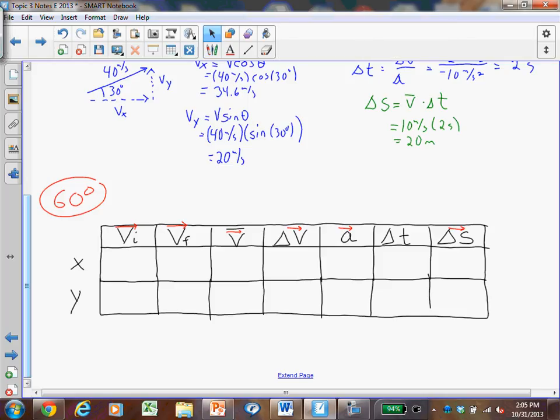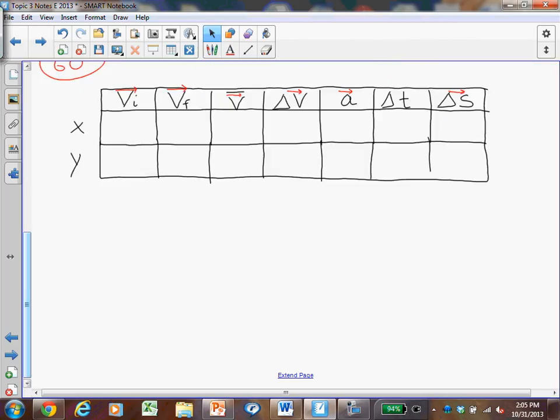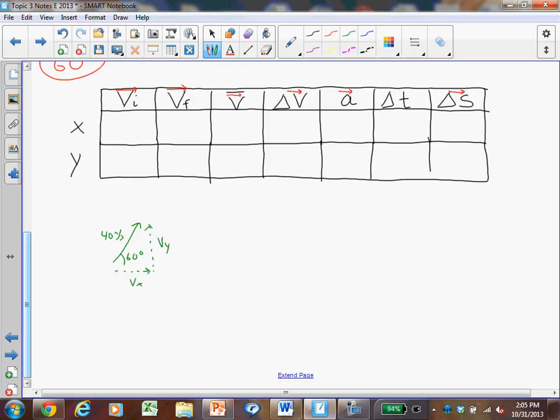All right, so cosine of 60 degrees, 40 meters per second, Vx and Vy. Vx is V cosine theta, which would be 40 cos 60. Oh, what's the cosine of 60 degrees? 0.5. So this again is 20 meters per second.